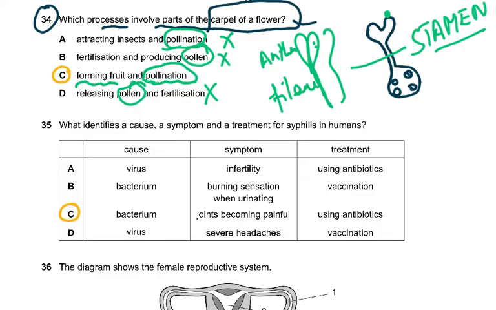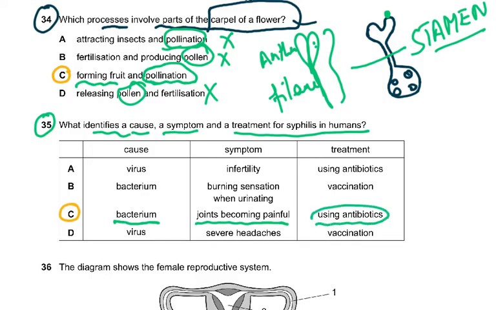Then coming on to question number 35: what identifies a cause, a symptom, and treatment for syphilis? The cause: syphilis is a bacterial disease. Symptoms: joints become painful. You know what signs and symptoms are? Signs are something you can see and check. A symptom is what the patient feels and you cannot check. If somebody says my joints are painful, you have no way to check whether he's telling you the truth. And treatment is using antibiotics.